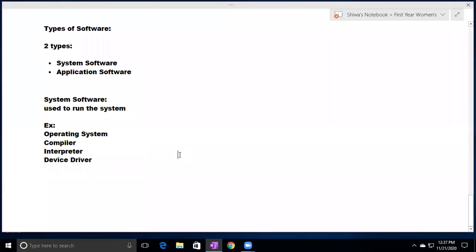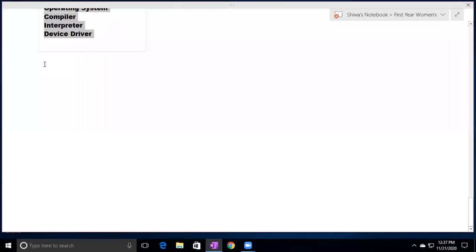Try to understand. Listen carefully. All these softwares are used to run the computer. A computer can also be called a system, computer system, or simply system. So the software that is used to run the computer is called system software. What are the examples? Operating system, compiler, interpreter, and device driver. Among these, first one is operating system.